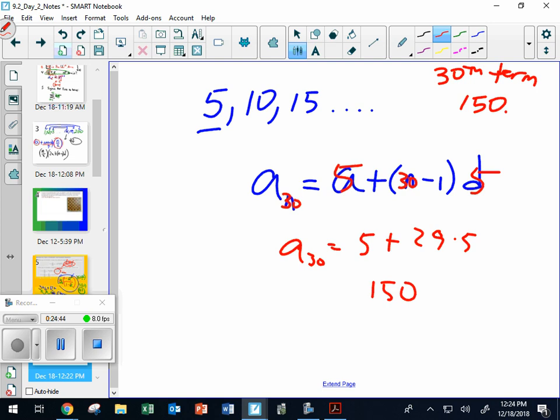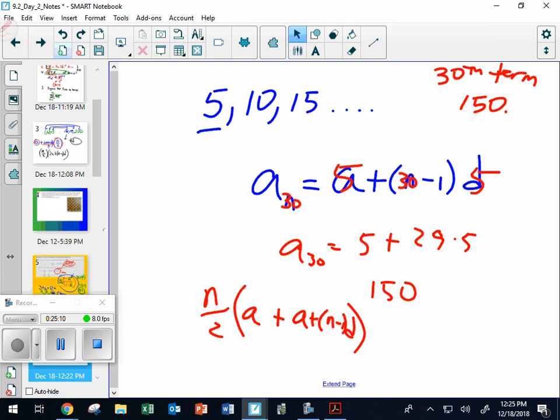Now, that's not what I really asked. What I asked was, how much do they all add up to? Not how much did he save in the 30th week. What do they all add up to? That's a different formula. And it goes like this. N over 2 times the first amount, which we know, plus the last amount, which we just used this formula to calculate.